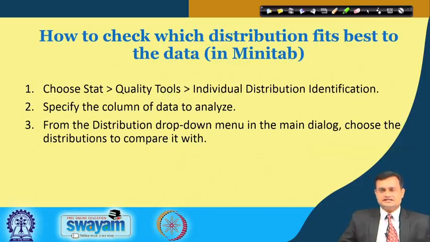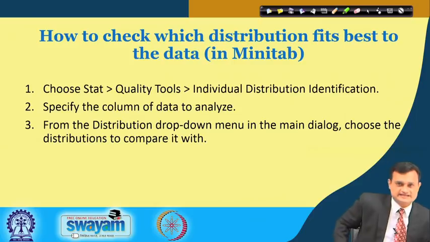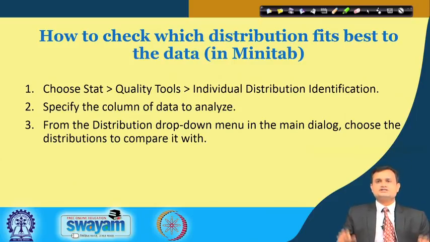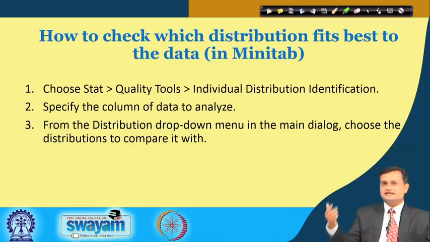You can use Minitab very easily to do this exercise. Choose Stat, Quality Tools, Individual Distribution Identification, specify the column of data to analyze, and from the distribution drop down menu in the main dialog, you can choose the various distributions to compare with. Then Minitab will give you the best fit for the various distributions compared, and you can find out which distribution your data basically resembles.